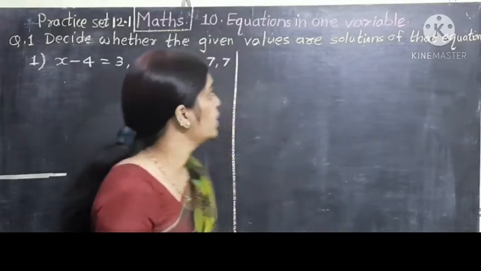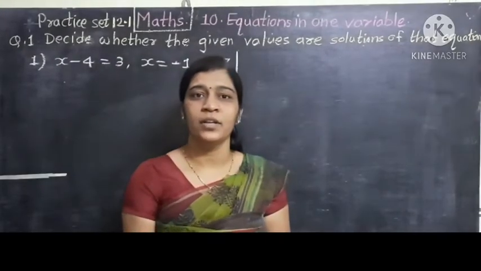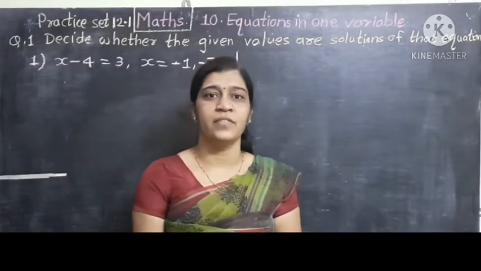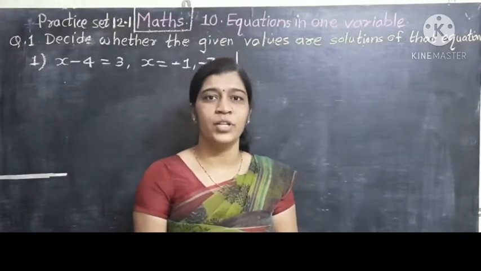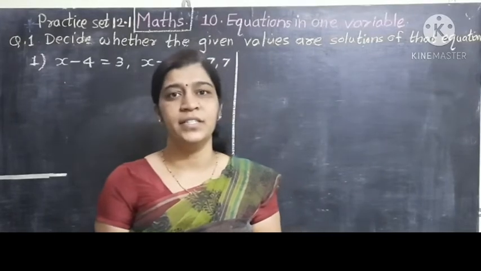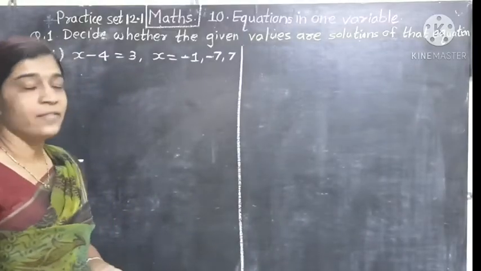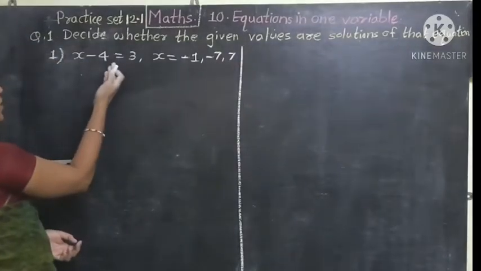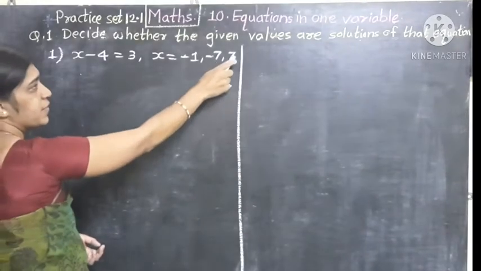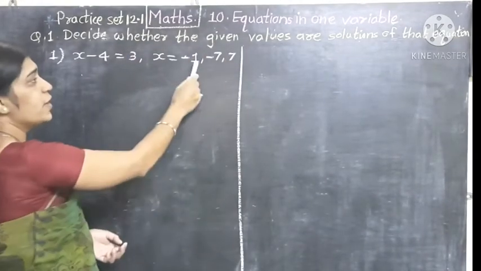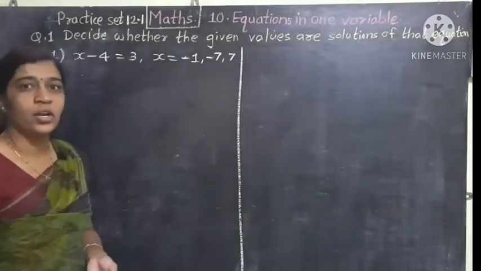Okay. Understand how to find whether the solution is of that equation or not. If it satisfies the given equation, means LHS and RHS become equal after putting the value of the variable, then it is the solution of that equation. Okay. So let's try first example. X minus 4 is equal to 3. For x is equal to minus 1, minus 7 and 7. For these three values, we have to decide if the given equation has solution or not.